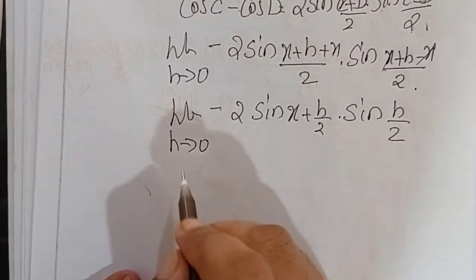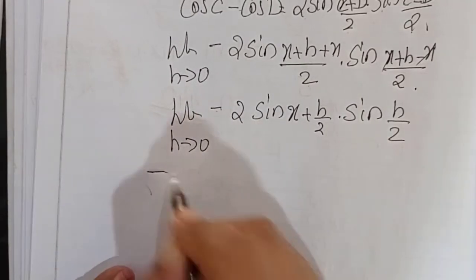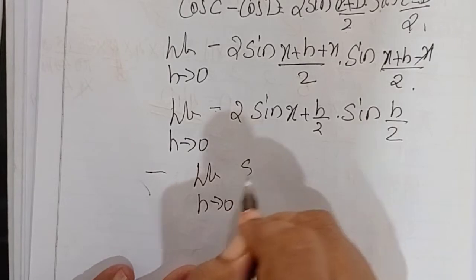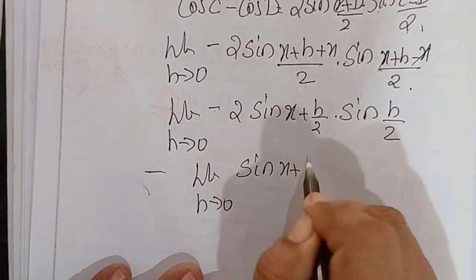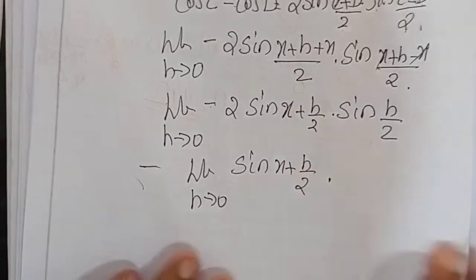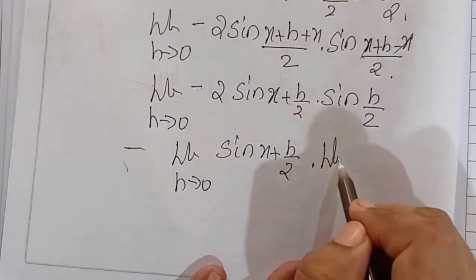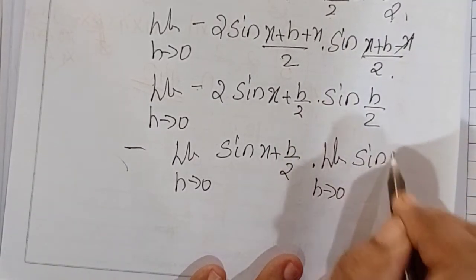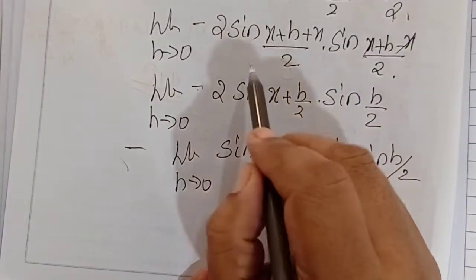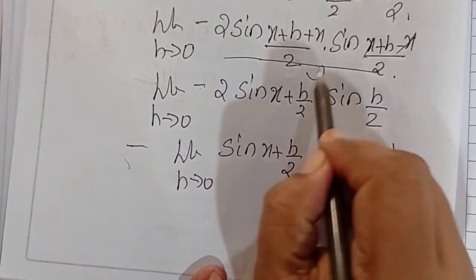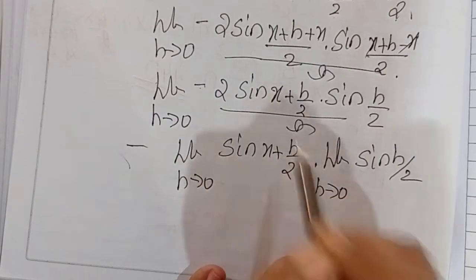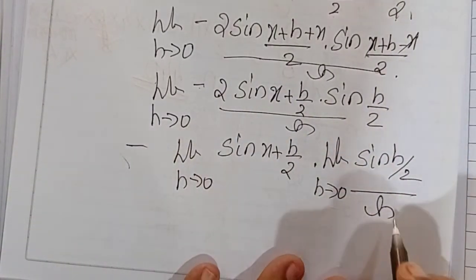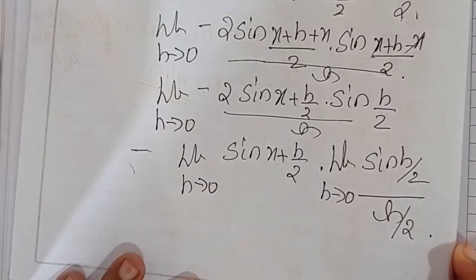Now we can split the limit. You can take this minus outside: minus limit h tends to 0 sin (x plus h by 2). Then, what is the second step? Limit h tends to 0 sin h by 2. Here in all cases you have to write h by h, so by h we convert this 2 in the denominator by 2.